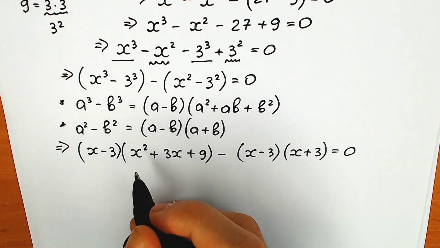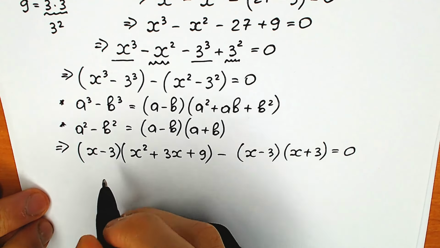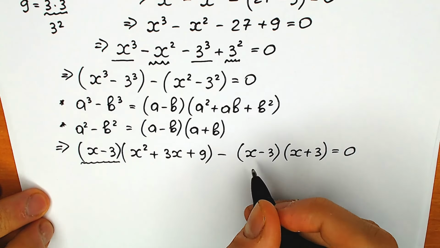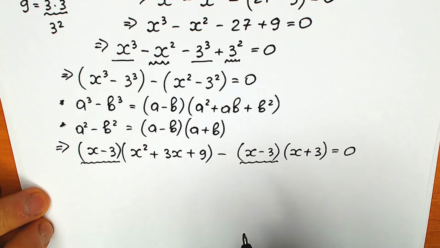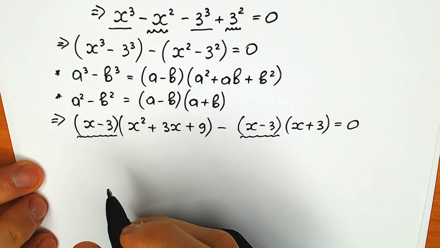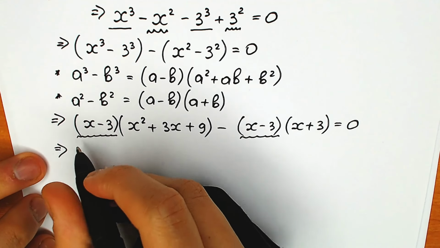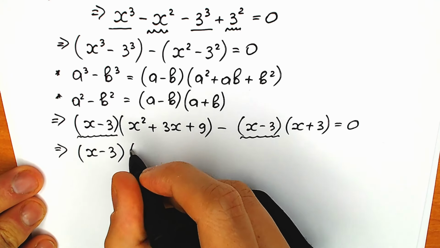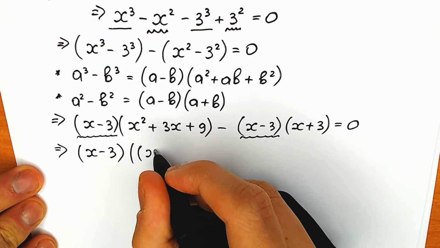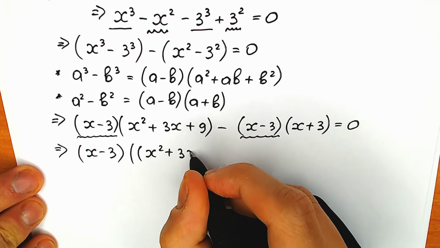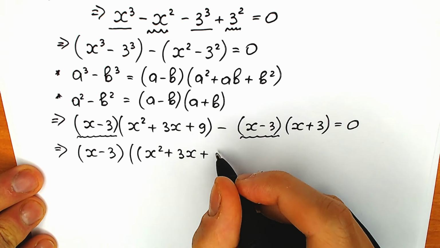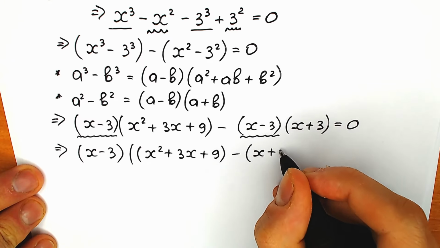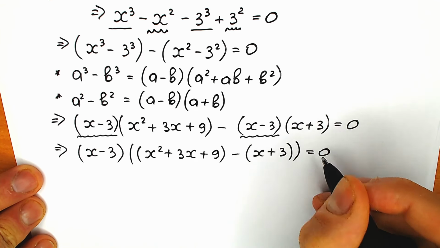What we're going to do next, let's look at this question from another angle. We have a lot of parentheses, but we have one same thing. We have the common factor, x minus 3 right here and x minus 3 right here. So let's factor this x minus 3 out as a common factor. So let's do it. So we have x minus 3. And in parentheses, what do we have? We have this expression, x squared plus 3x and plus 9, and from here we have x plus 3, so minus x plus 3 equal to 0.